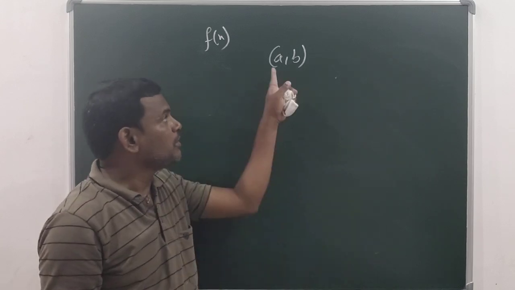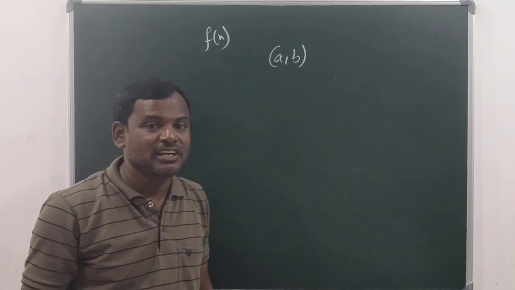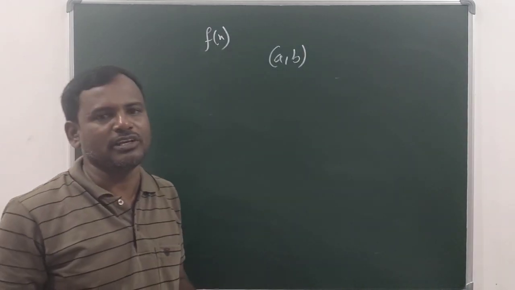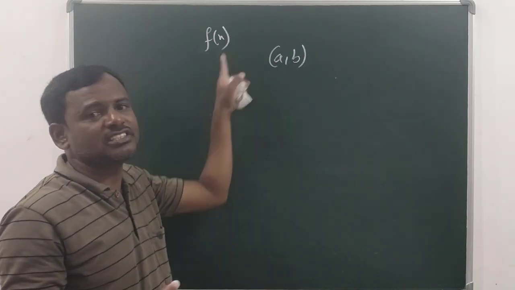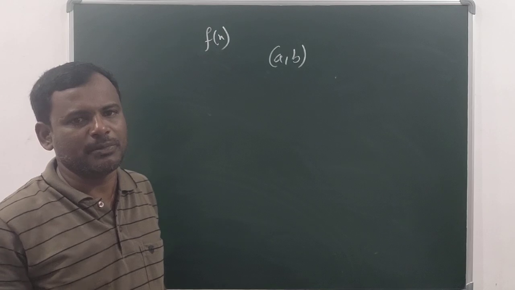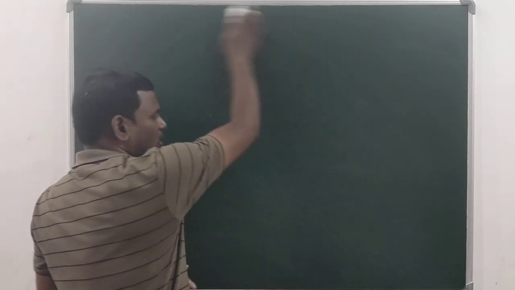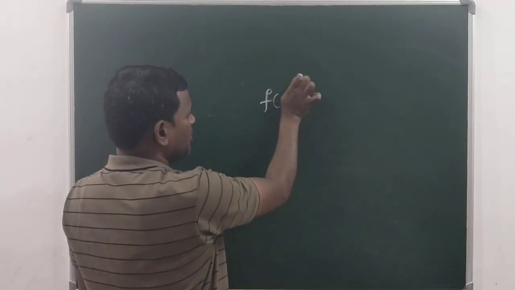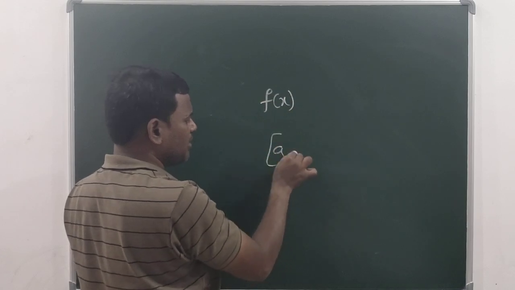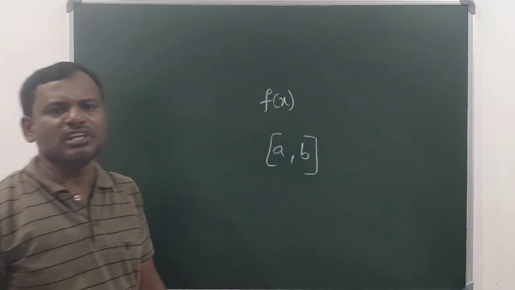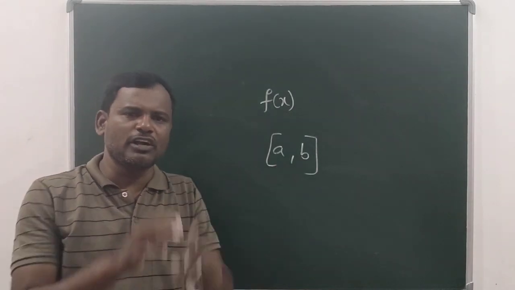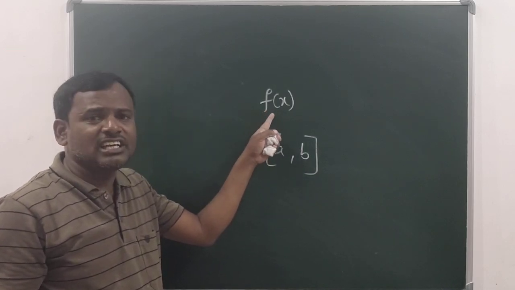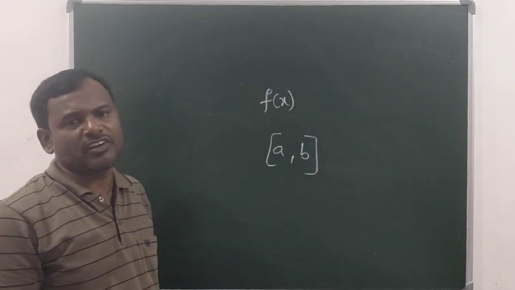From a to b there are infinitely many reals. If you take any real number which belongs to this interval, at that point this function must be continuous. Then only you can say this function is continuous in this interval a comma b. Next, go to the third point. What is the third point? A function f of x will be given to you, and one interval is given to you, the closed interval a comma b. You know the meaning of closed interval and open interval. Now check whether this function is continuous or not in this closed interval a comma b.